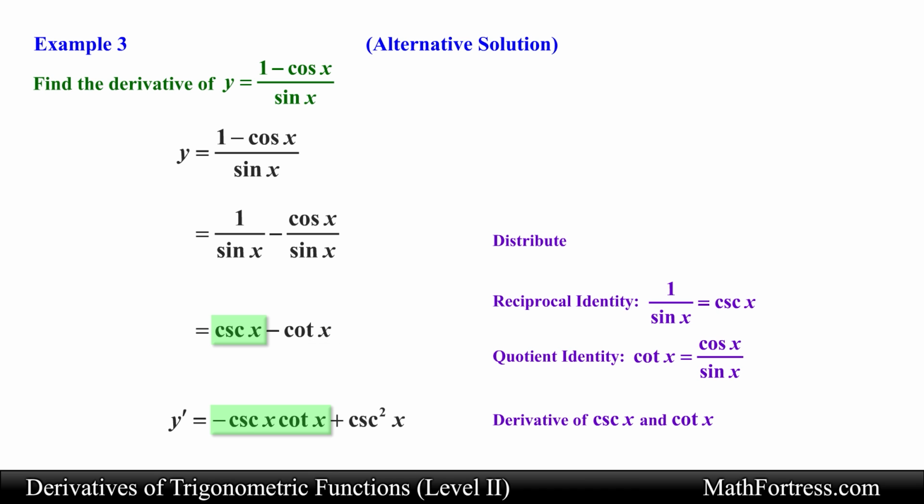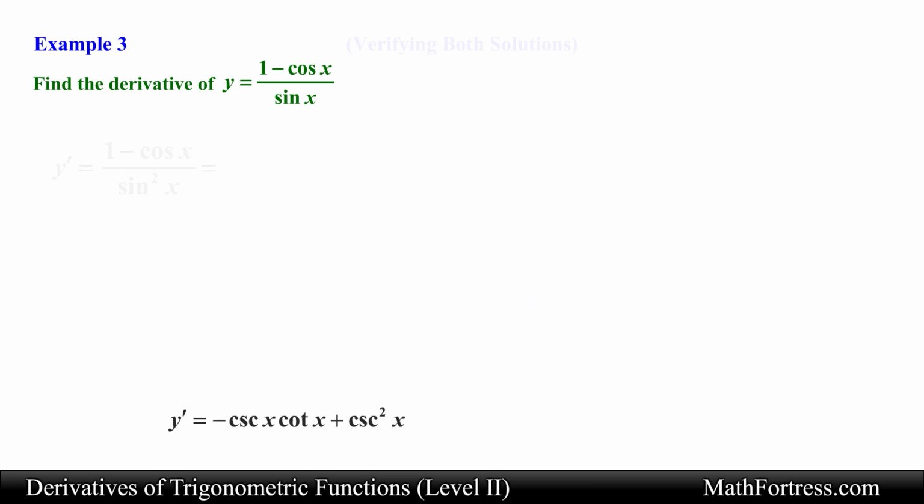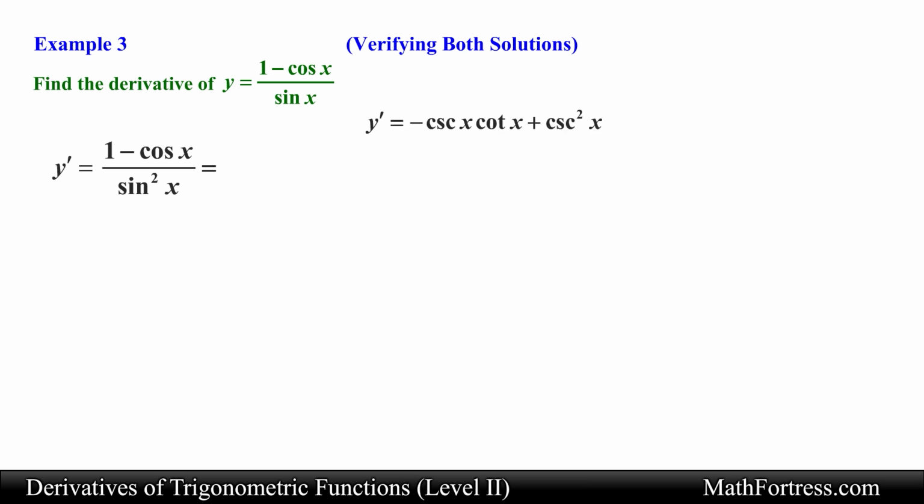The derivative of cosecant of x is equal to negative cosecant of x times cotangent of x, and the derivative of cotangent of x is equal to negative cosecant squared of x. Simplifying the expression, we obtain the following. We can also show that these two results are equivalent by using trigonometric identities.